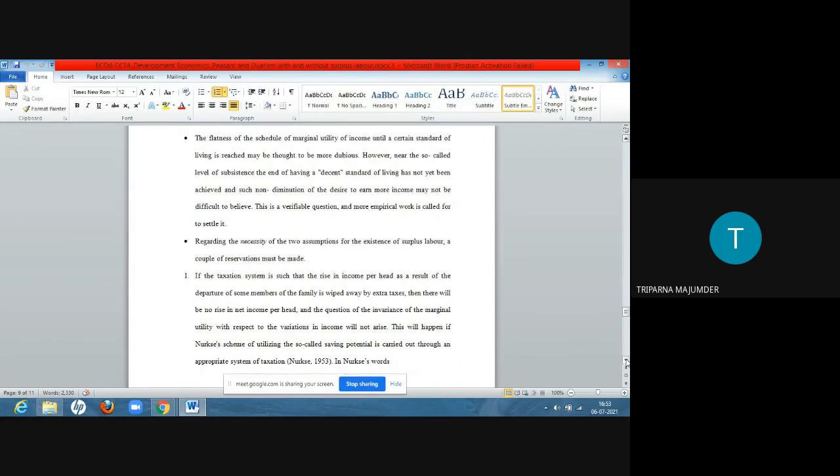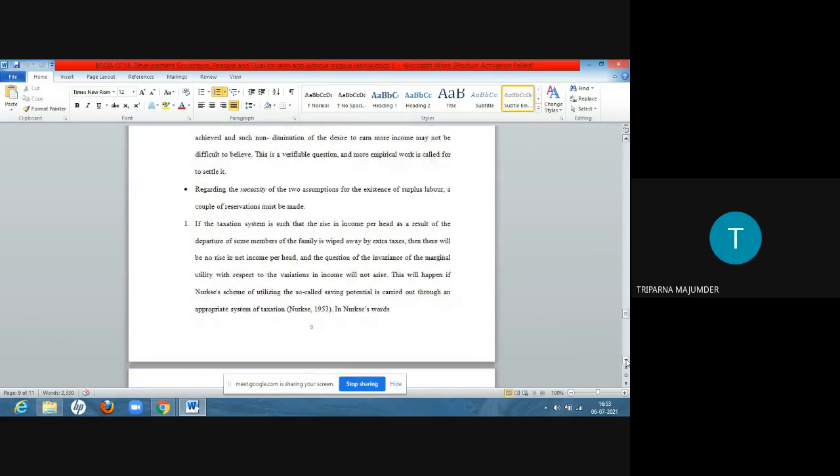Regarding the necessity of the two assumptions for existence of surplus labor, a couple of reservations may be made. If the taxation system is such that the rise in income per head as a result of departure of some members of the family is wiped away by extra taxes, then there will be no rise in net income per head, and the question of the invariance of marginal utility with respect to variations in income will not arise.